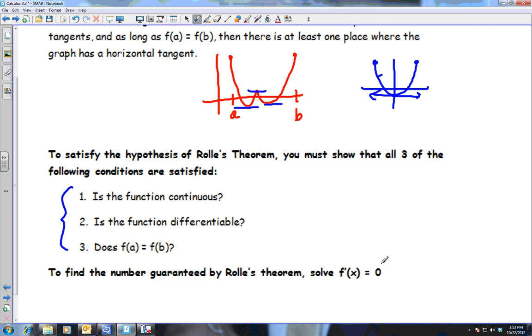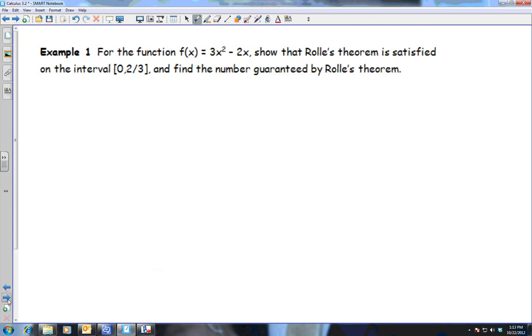So what they're going to want you to do today is first say yes to each of these three questions. And after you say yes to those three questions, they want you to find where these horizontal tangents occur. Okay, so let's look at what an example would be. For the function f of x equals 3x squared minus 2x, show that Rolle's theorem is satisfied on the interval from 0 to 2/3 and find the number guaranteed by Rolle's theorem.